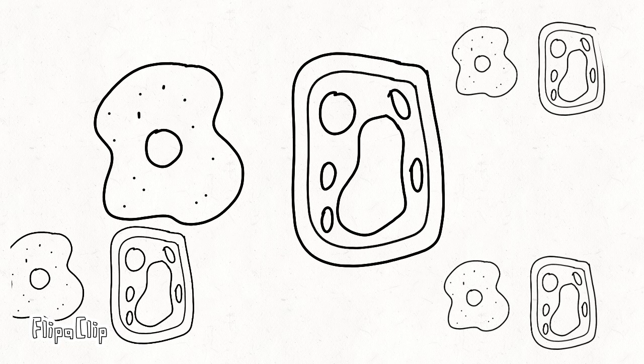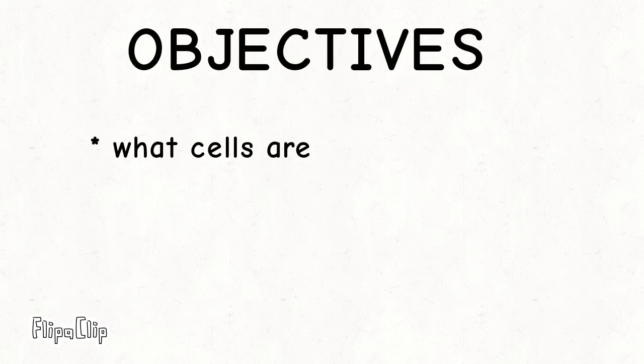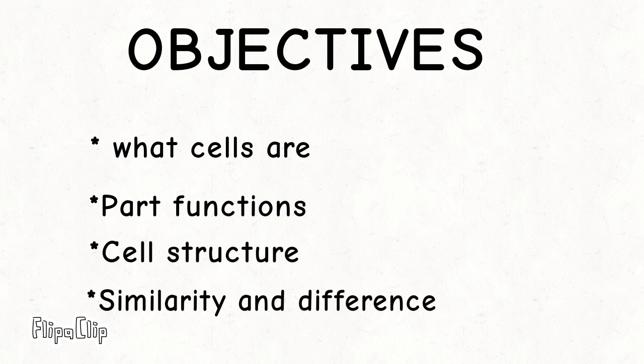In today's video, we're looking at cells. So we're going to cover what cells are and what they contain. Specifically though, we're going to look at the structure and similarities as well as the differences between an animal cell and a plant cell. And at the end of this video, I hope you'll be able to label the parts of both cells as well as state their functions.